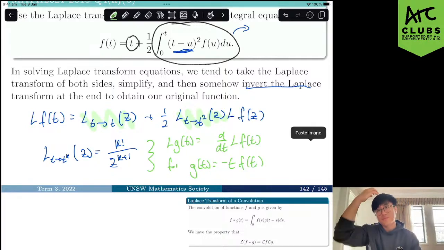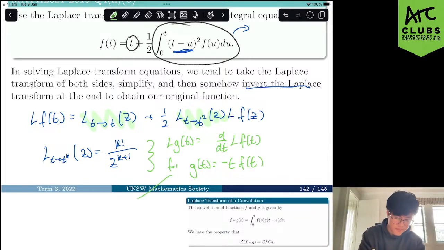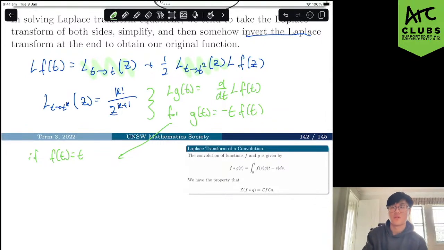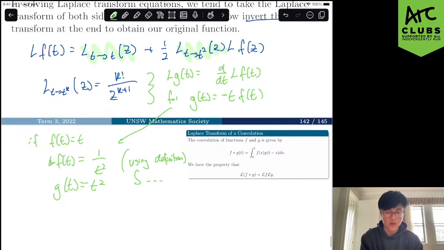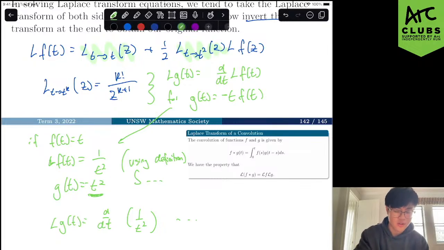Same thing either way, but what's important is that if we start off with f of t equal to t, then we do the Laplace transform, using the definition, the full integral, and you should get 1 over z squared. Then you can find g of t, and if you let g of t be t squared, or minus t squared, either way it works, you just need to find the derivative of 1 over z squared, and so on. So you do that for t squared here for g. You can keep going for each value of k. But that's how we get that formula.